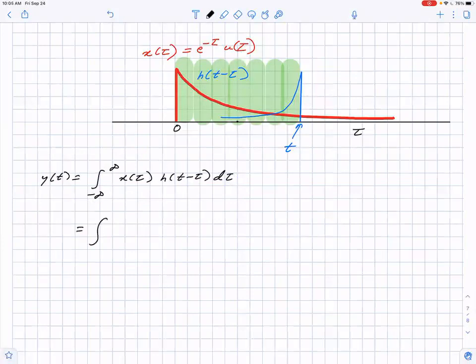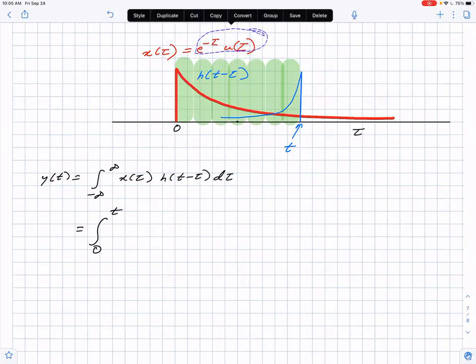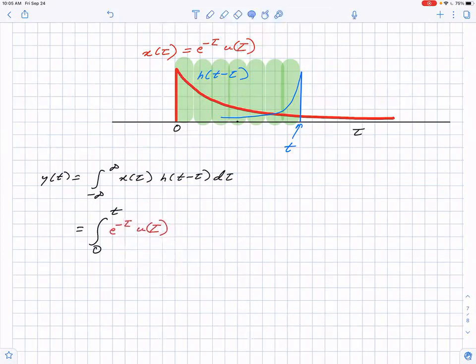Okay, so the range of overlap beginning point is 0. That becomes our lower limit for the integral. The overlap endpoint, which is t, becomes our upper limit. And then x of tau, the expression for x of tau is right here. We can actually copy this. And the expression for h of t minus tau.